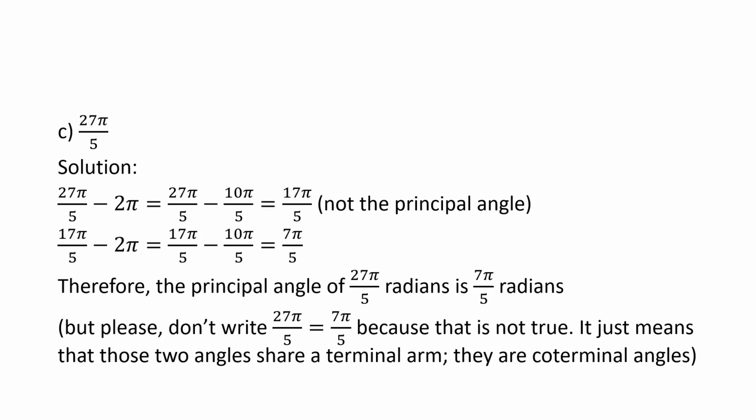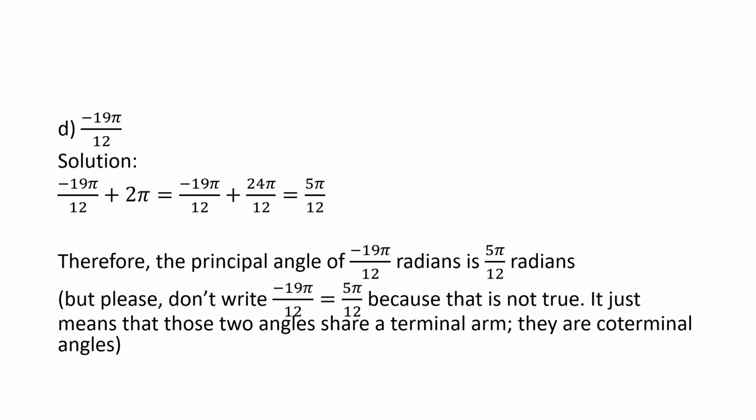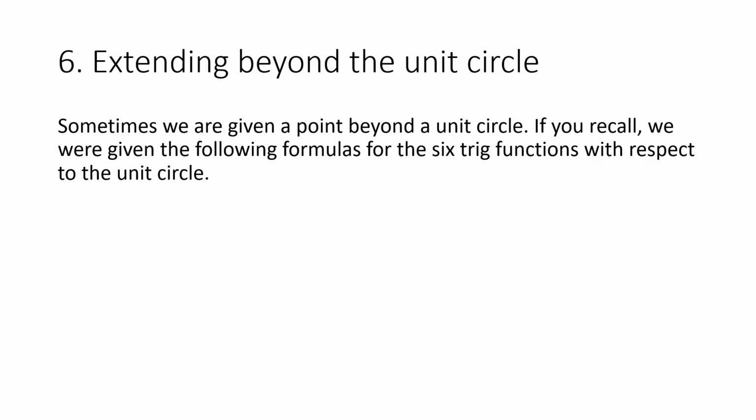27π/5 is greater than 2π, so we subtract 2π, taking into account the common denominator that we need, and we say the principal angle of 27π/5 radians is 7π/5 radians. And if we have -19π/12, we add 2π to get to 5π/12, and we can say that those two angles are coterminal.